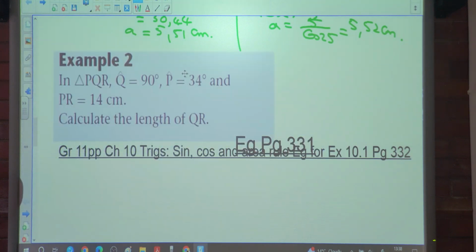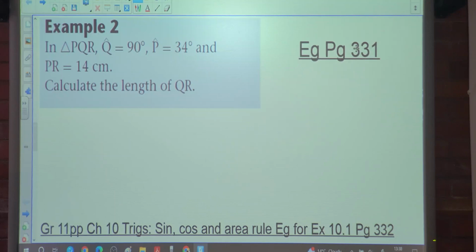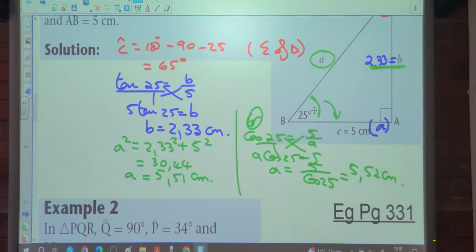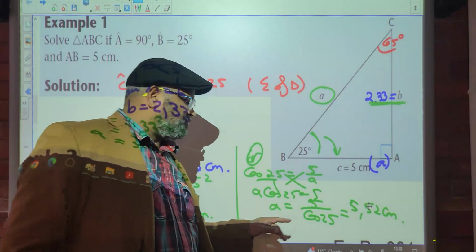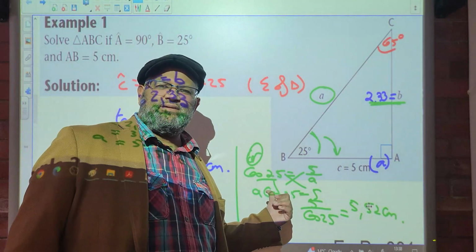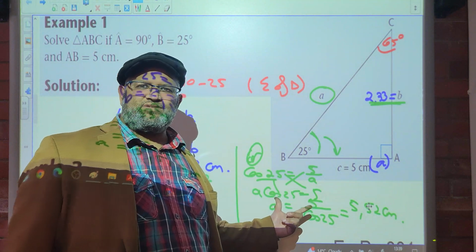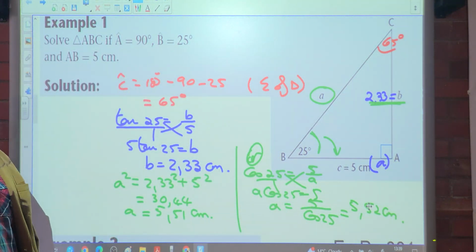Example 2. Sir, can you use that other method when you're calculating non-right angle triangles? What method? The second one? No, you couldn't use Pythagoras either, because Pythagoras and the 3 trigonometric ratios could only be used in right angle triangles. Okay. Anything else?